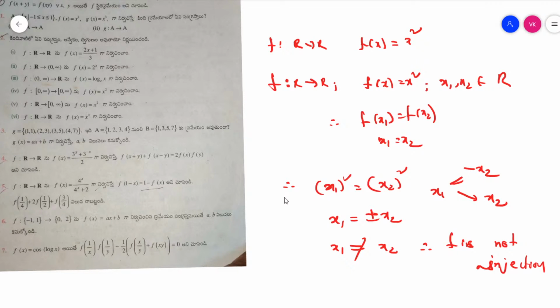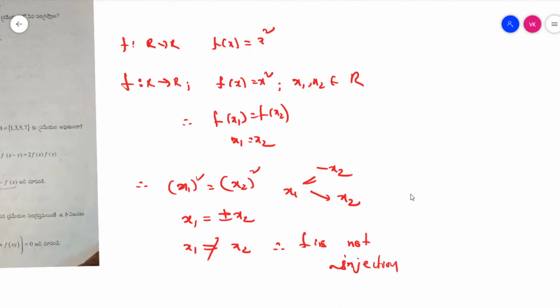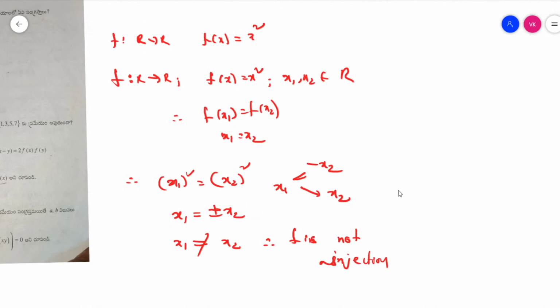In this way we can prove it is not an injection function. Since it is not an injection in this case, we can consider whether it is also a surjection or not. Let's go for that. f of x is equal to y, then x square is equal to y, then x is equal to square root of y.